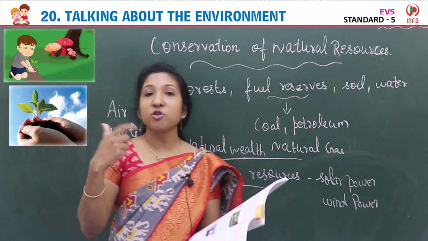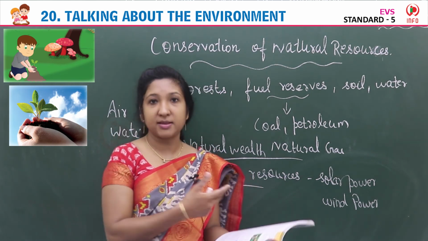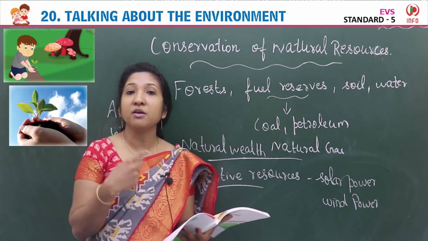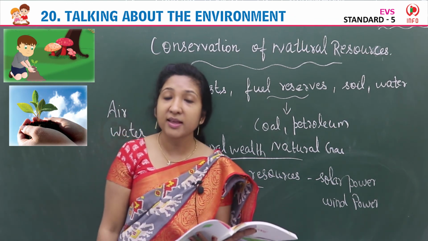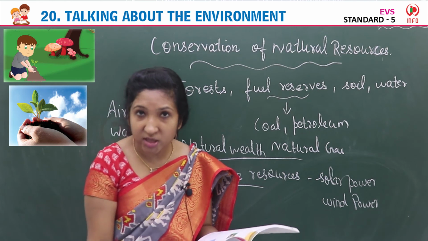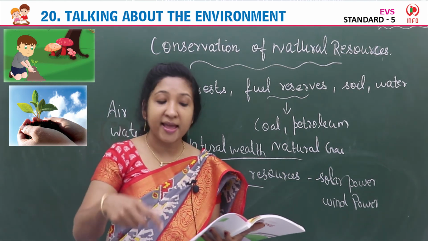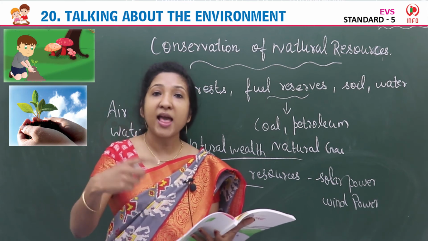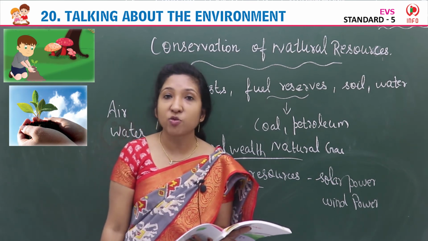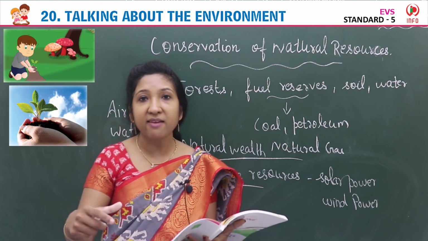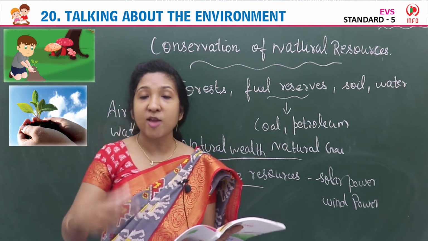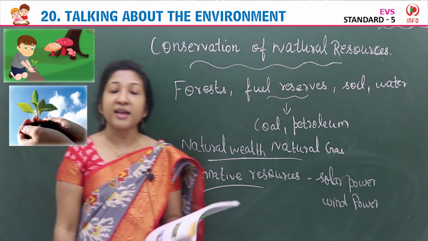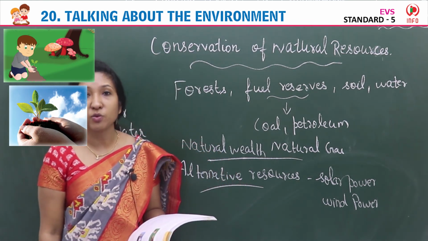At the same time, we should find alternative sources like solar power and wind power, which help us in conserving the natural resources. At the same time, using green technology, using technology and science to create products which are environmentally friendly. These all help us to conserve the natural resources, so that we can save them for the future generation. So that is conservation of natural resources.